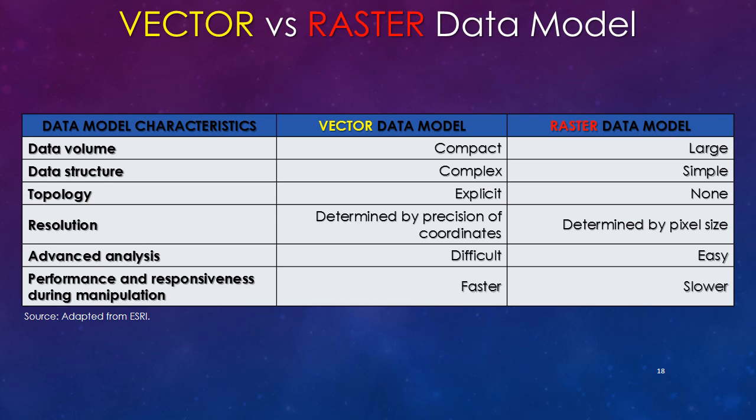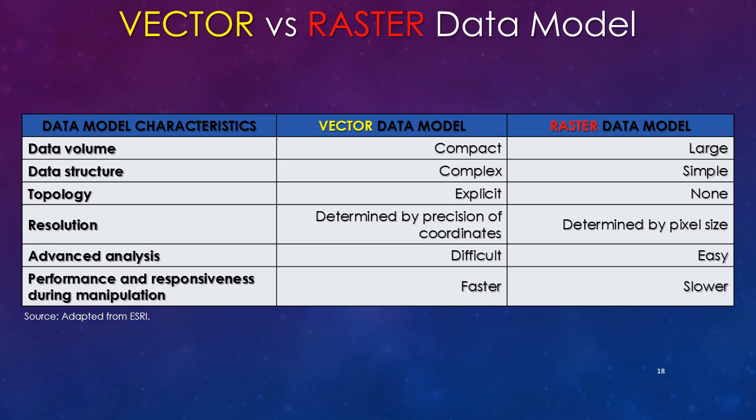In terms of data volume, the vector data model is compact, while the raster data model is comparatively large. Raster data files are generally larger in size than vector data files. The actual structure of vector data is comparatively more complex than that of its raster counterpart. Vector data can store explicit topological relationships and rules. Raster data cannot. Vector data resolution is determined by the precision of its coordinates. The spatial resolution of raster data is determined by the size of its pixel.